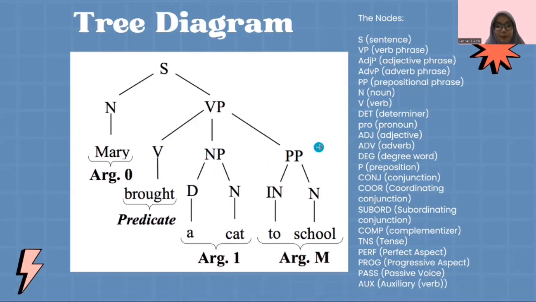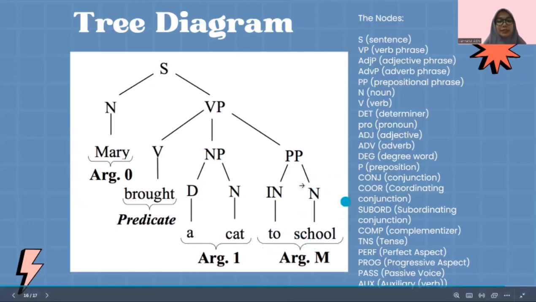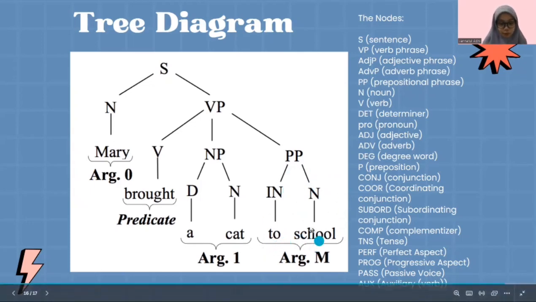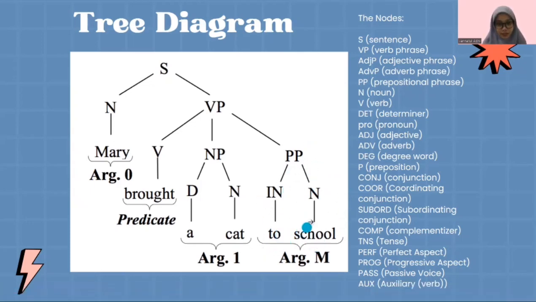So the third is the prepositional phrase. It's divided into two also, P and N. To is the preposition and school is the noun. So these two morphemes, to and school, have a function as a prepositional phrase that shows the adverb of place in this sentence.